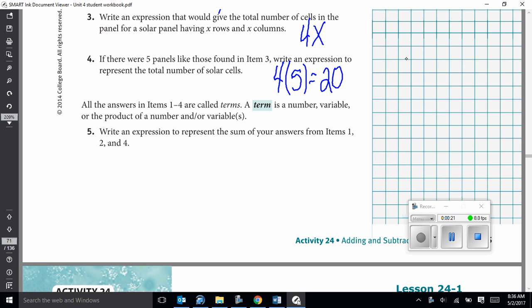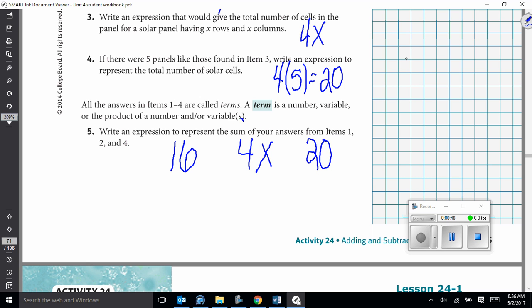Alright, so all the answers in items 1 through 4 are called terms. A term is a number, variable, or the product of a number and or variable. Write an expression to represent the sum of your answers from item 1, 2, and 4. So each of the terms, in item 1 we had 16, right? It was 4 by 4. And then in 2 we had 4x. And then in 4 we had 20.